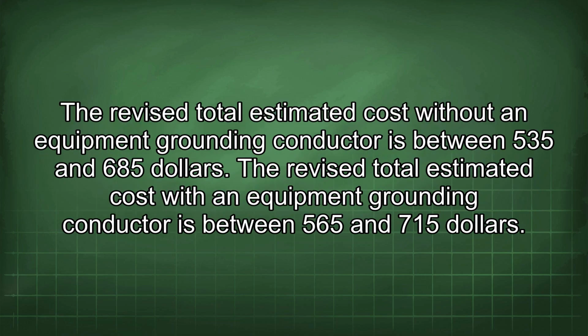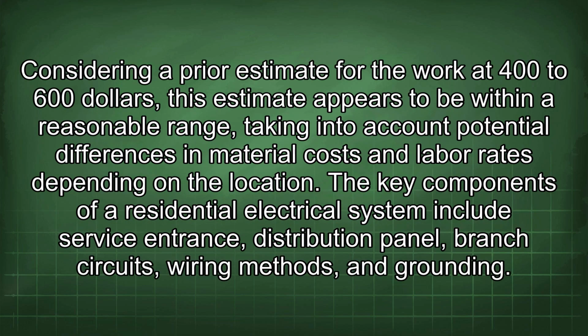The revised total estimated cost without an equipment grounding conductor is between $535 and $685. The revised total estimated cost with an equipment grounding conductor is between $565 and $715. Considering a prior estimate for the work at $400 to $600, this estimate appears to be within a reasonable range, taking into account potential differences in material costs and labor rates depending on the location.